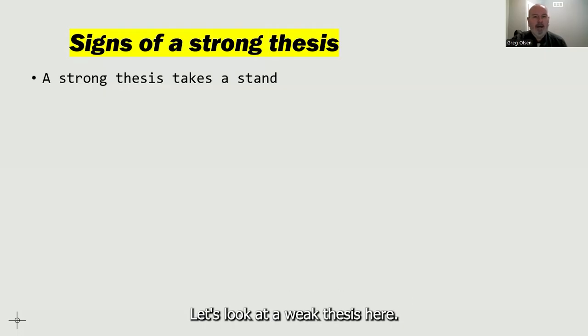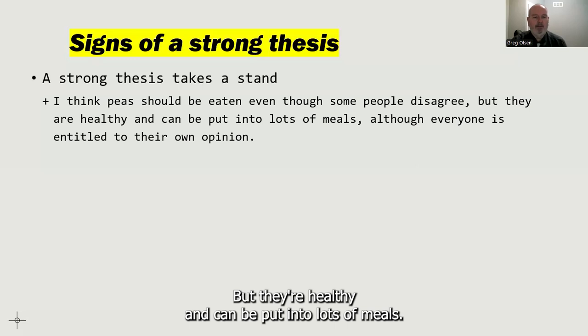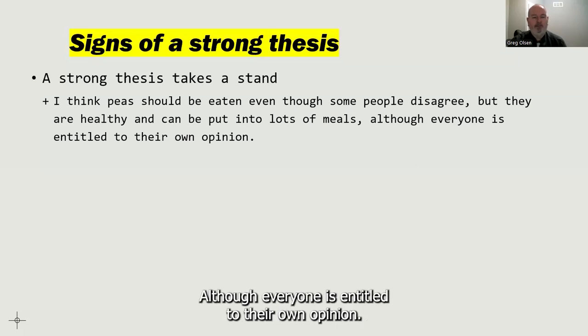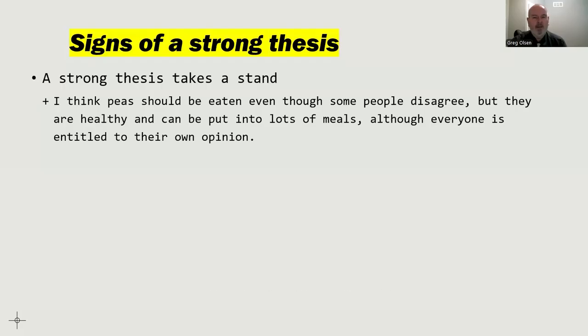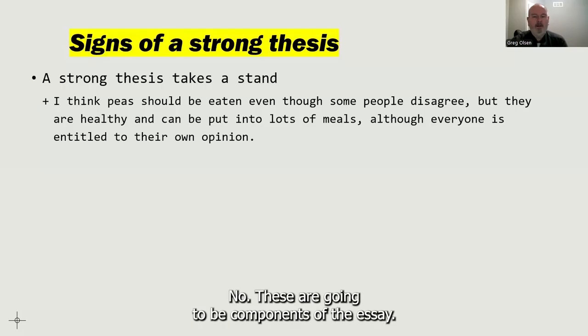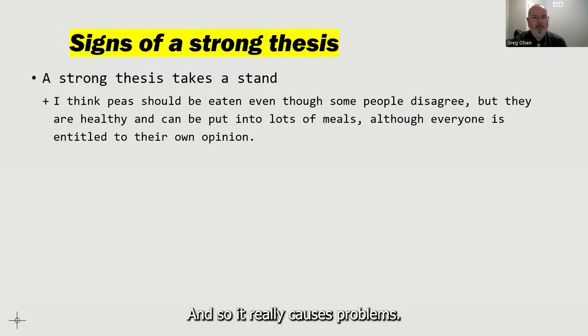Let's look at a weak thesis here. I think peas should be eaten, even though some people disagree, but they're healthy and can be put into lots of meals, although everyone is entitled to their own opinion. Okay, so this one is trying to cater to that opposition. Are we going to argue that some people disagree and that everyone is entitled to their own opinion? No, these aren't going to be components of the essay. And because they're in the thesis, we're promising to talk about them. And so it really causes problems.